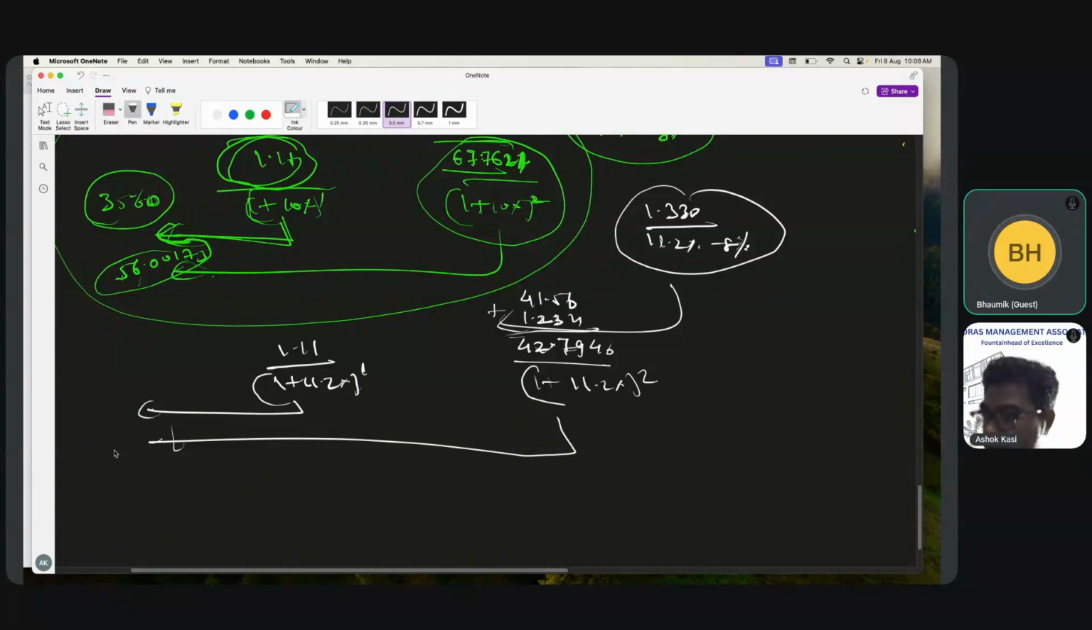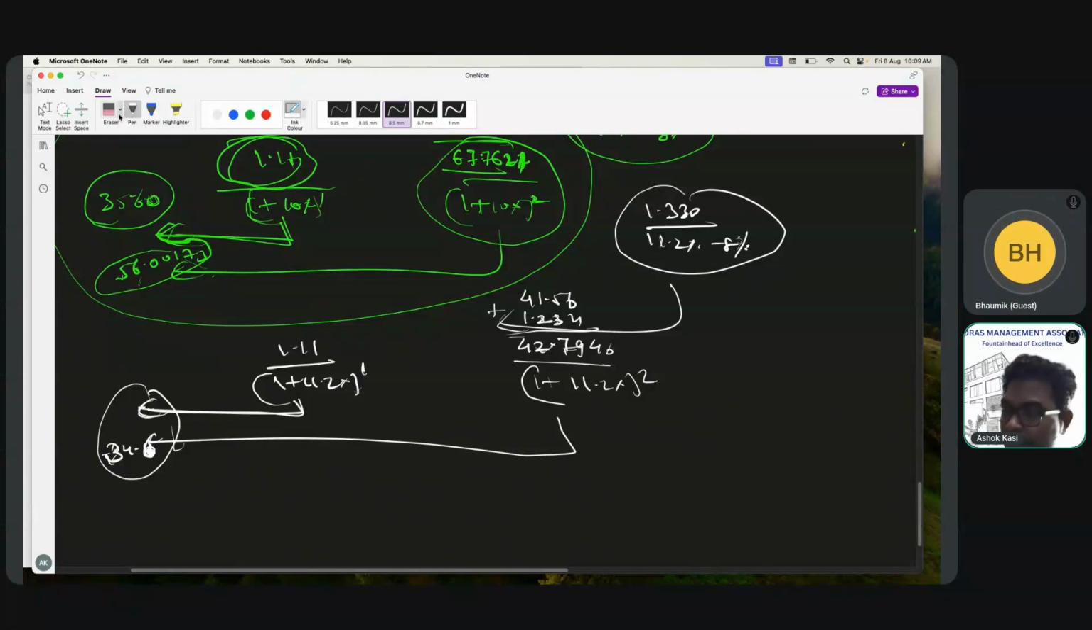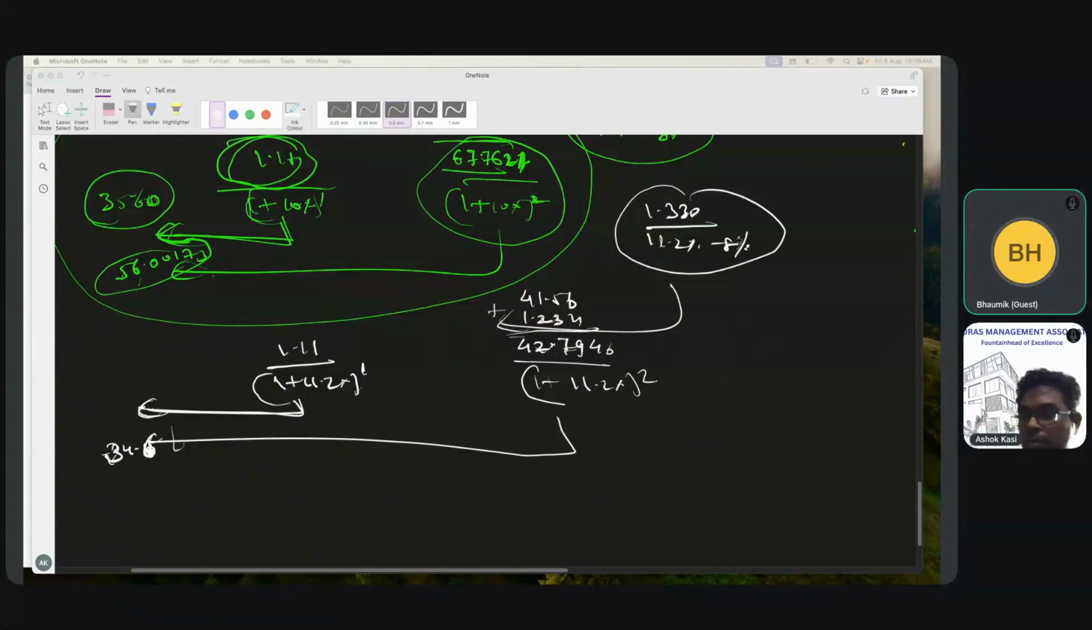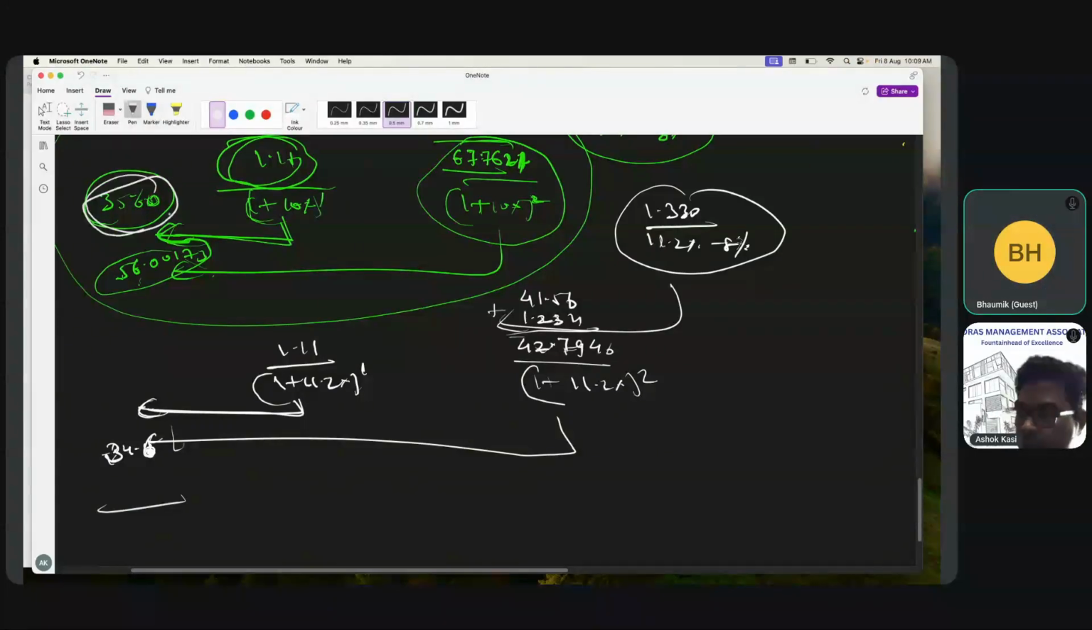34.6. Overall, I'll find it out. 34.6. Then this one, 35.60 overall. Which is matching, no?